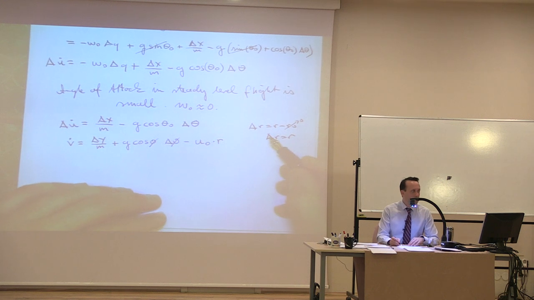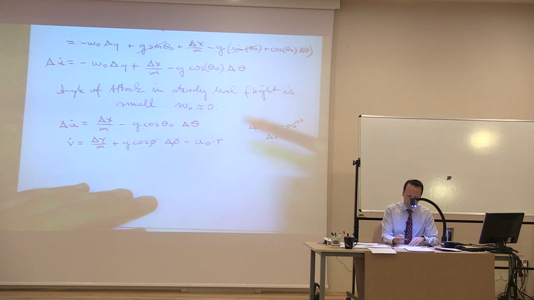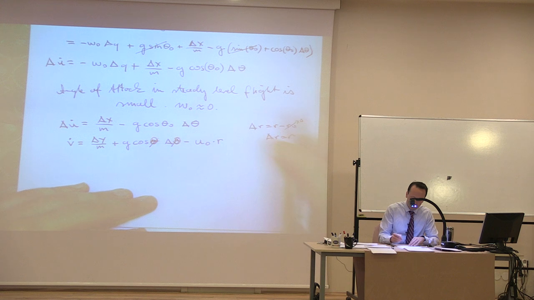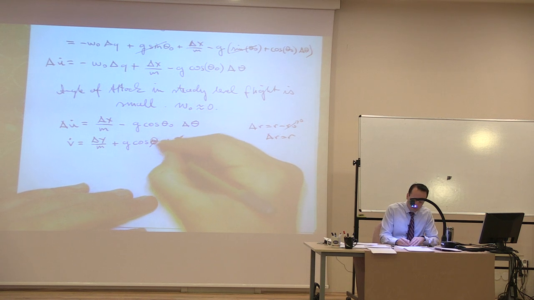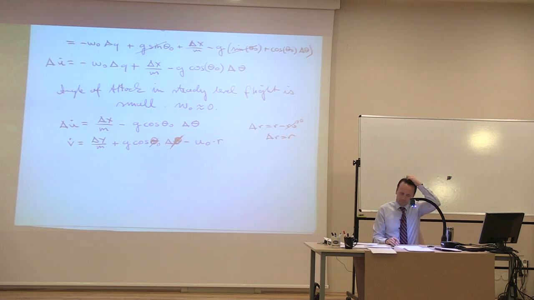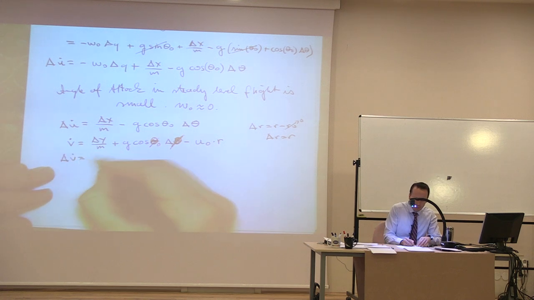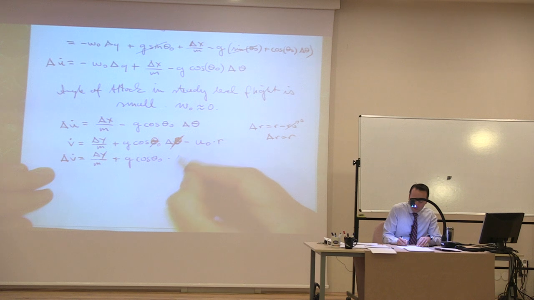Sorry. This one here, right? Okay. This is a phi and this is a theta 0. Okay. And since del r is equal to r minus r0, this would be equal to 0, and therefore delta r is r. So I'm writing an r, but I know that this is a perturbation equation. So I could have written the same equation like this. Del v dot is equal to del y divided by m plus g cos theta 0 times delta phi minus u0 times del r. So it would be the same.